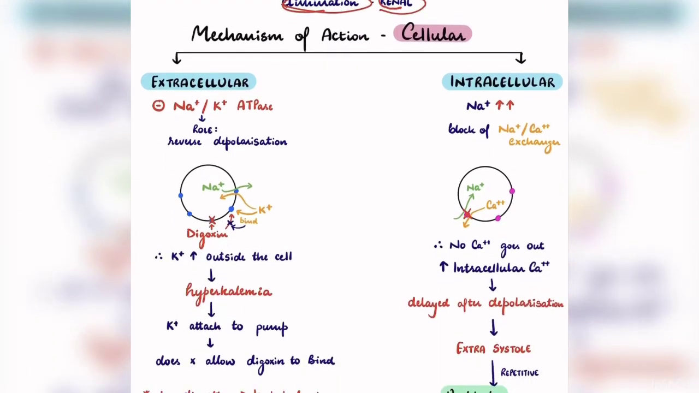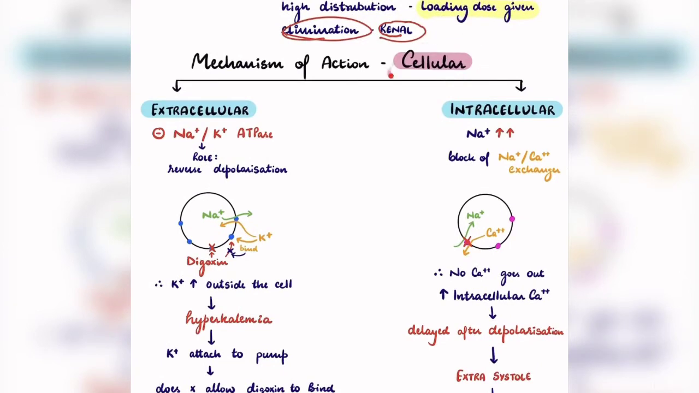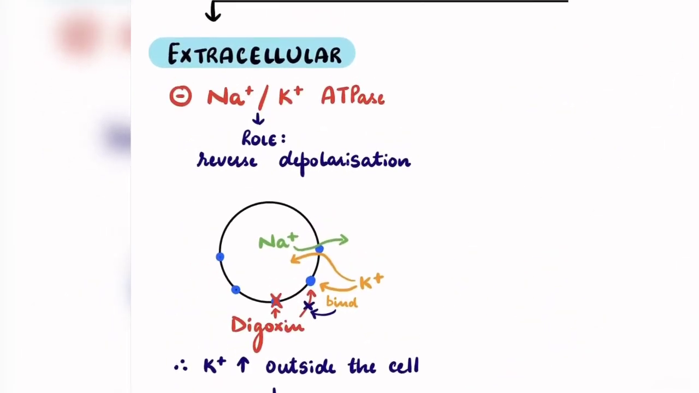Now moving on to the mechanism of action. The mechanism of action can be cellular or on the organ level. We'll talk about cellular first, and in the cellular we have two parts, extracellular and intracellular. We'll talk about the extracellular part first. Digoxin blocks the sodium potassium ATPase pump. Now what do I mean by that? The sodium potassium ATPase pump normally causes repolarization. That means it throws the sodium out of the cell and brings the potassium inside the cell.